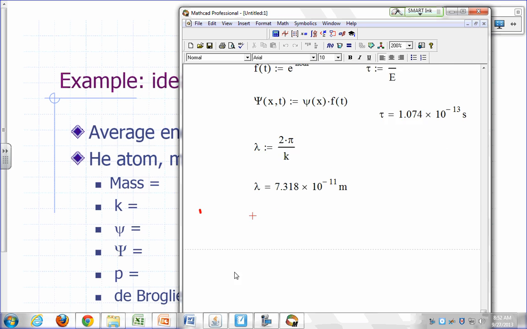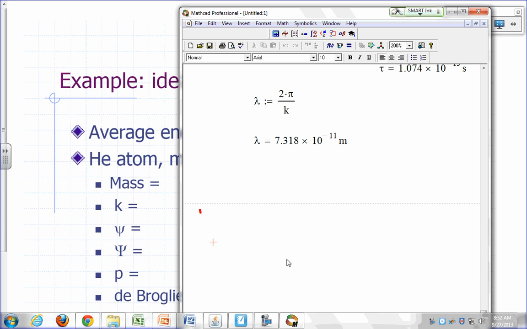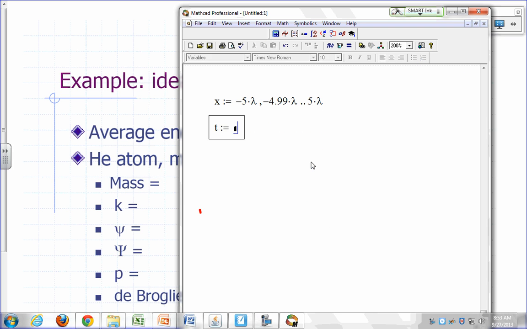Okay. So anyway, let's plot this. Remember, we're not putting any restrictions on psi, right? So let's plot this from x equals, let's say, negative 5 lambda up to 5 lambda. So the first number is negative 5 lambda. The next number is negative 4.99 lambda. So I'm going to plot it at 0.1% of lambda intervals between the points. And then the semicolon allows you to enter the last number, which is 5 times lambda. I'm going to plot it there, and initially I'm going to assume t is 0.